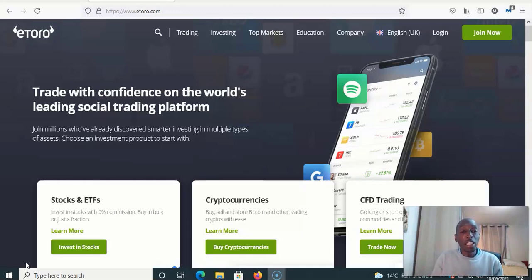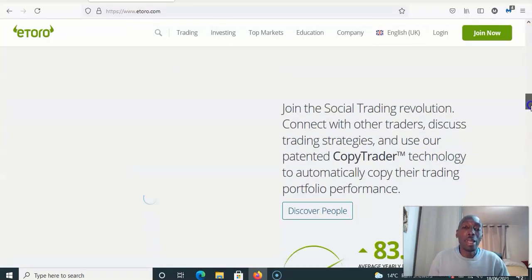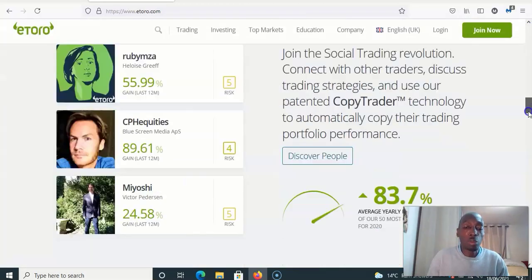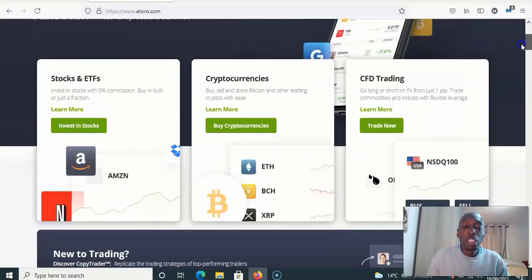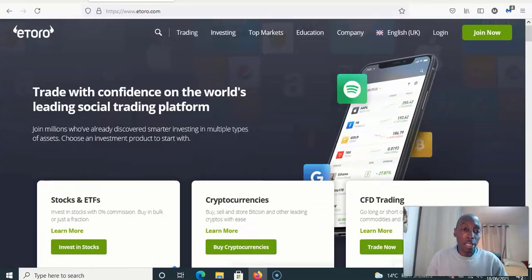Okay, so let's get started. So this is the site. This is what the site looks like. It's called eToro. You trade with confidence on the world's leading social trading platform. It's a very, very big platform. It's all over the world. It has different investing information, education. There's other people giving you their tips, and there's other traders on here as well, and they look at all different types of trading: stocks, cryptocurrencies, CFD trading.